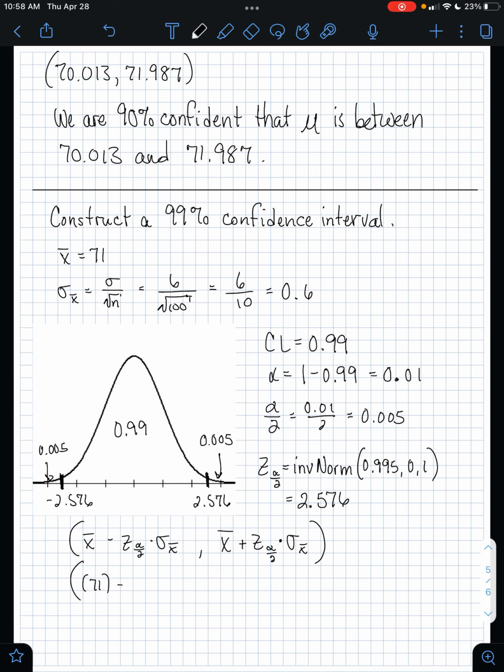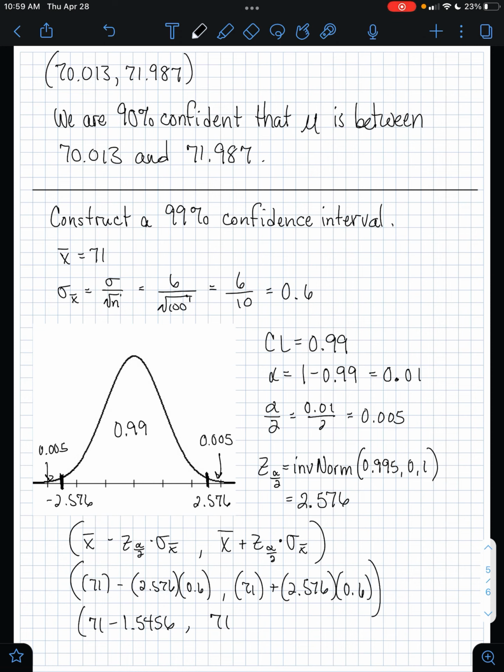So x bar, again, is still 71. Our z-score, however, is larger, and that's going to cause us to extend further out to the left and further out to the right. So this time, our margin of error is a little bit bigger. To be more accurate, we need a slightly larger margin of error.